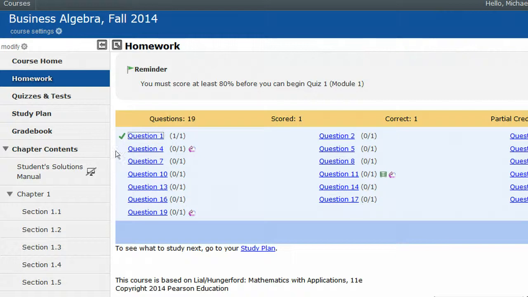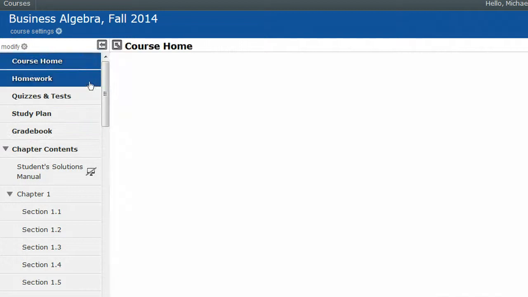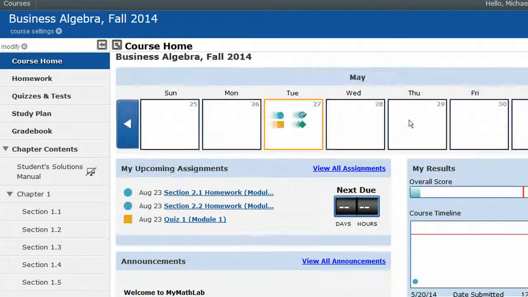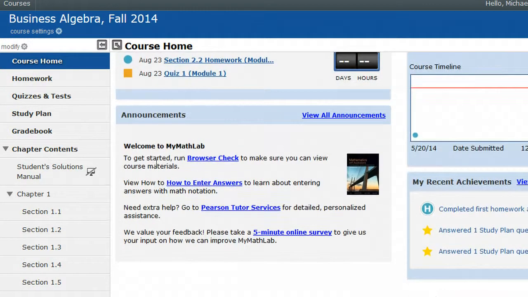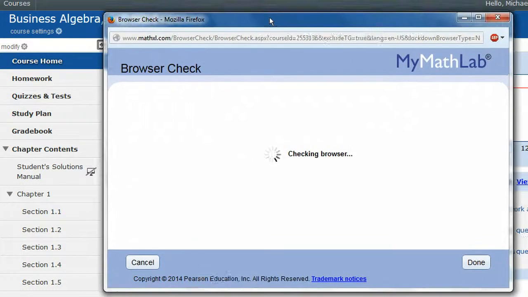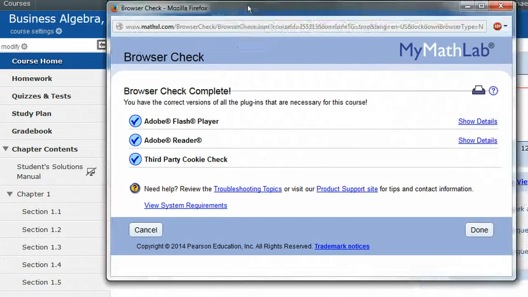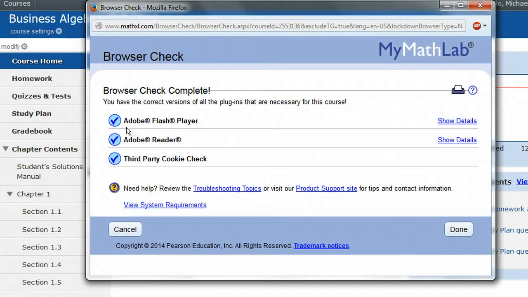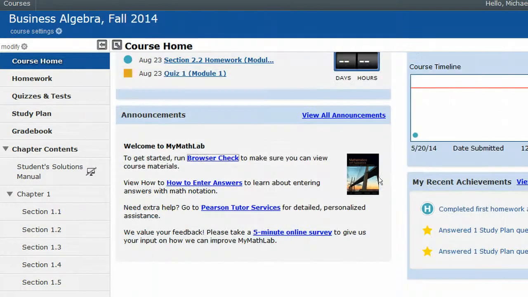Also, if this didn't make sense, let's go back to the course homepage. Notice down here it has a little browser check, so it says welcome to My Math Lab. You can check your browser, whether you're using, I'm using Firefox here, but if you're using Chrome or Internet Explorer. This checked, and notice I do have Adobe Flash Player. Same thing with the reader. Third-party cookie check, I don't even know what that means, but anyways, looks like my browser's okay.